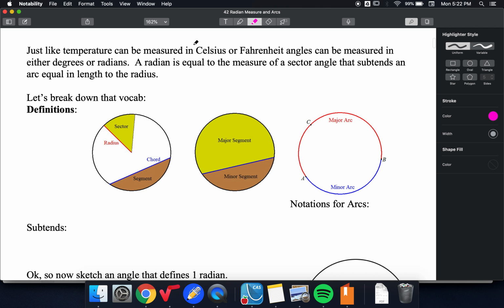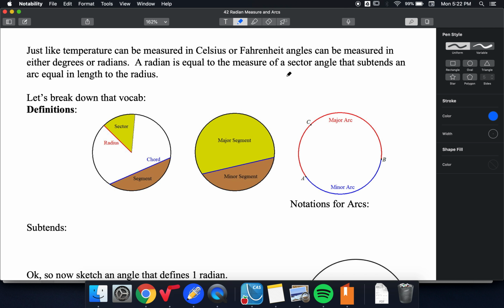So we already are super comfortable with temperature, and temperature we know can be measured in Celsius or Fahrenheit. Distance could be measured in meters or feet. Well, same thing with angles. Angles can be measured either with degrees or radians. And here's how a radian is technically defined. A radian is equal to the measure of a sector angle that subtends an arc equal in length to the radius. Holy moly, what does all that mean?